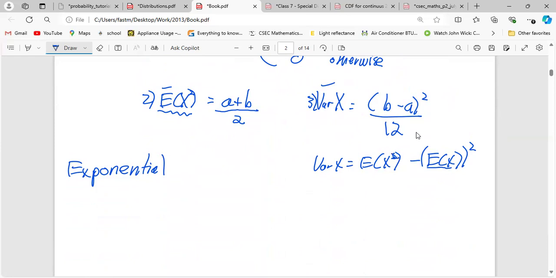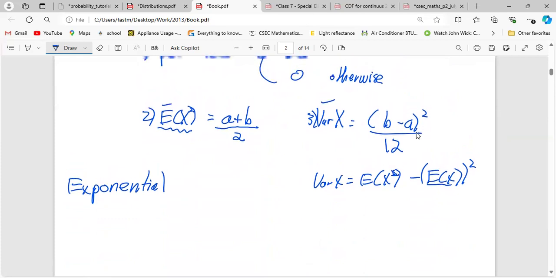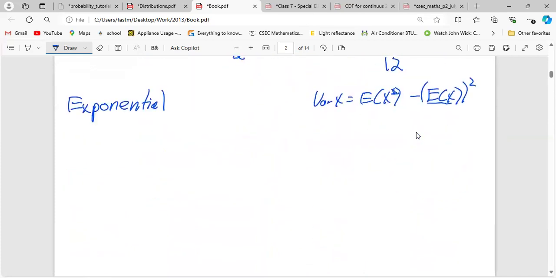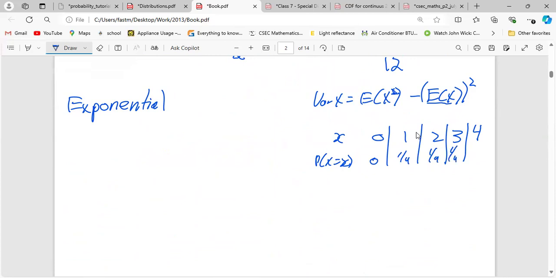So think of it just like you did for discrete, how you get the expectation of x squared in the bracket. So let's just show you, so you don't get too confused. 0, 1, 2, 3. So remember, this is uniform, so therefore the probability of all will be the same. Let's make it even so it adds up to 1. So let's say 0 is 0, and this is a quarter, a quarter, a quarter, a quarter.